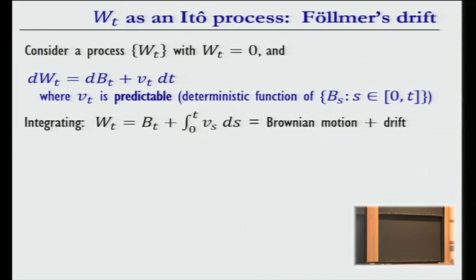So again, you gave me this drift V_t. If we integrate, we see what the process W_t is: it's the Brownian motion plus just the integral of whatever drift you applied up to time t.